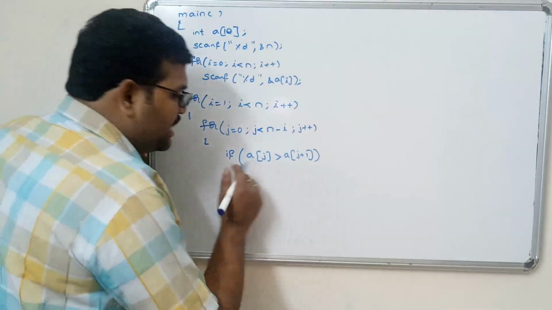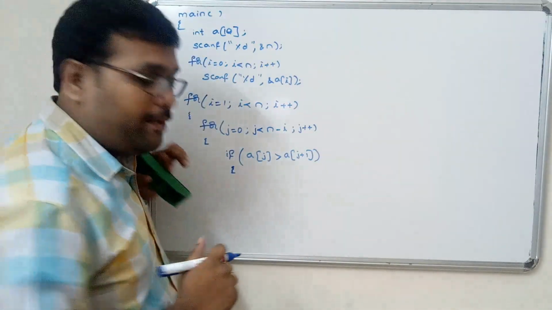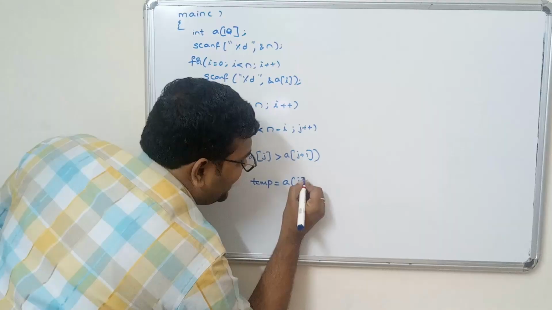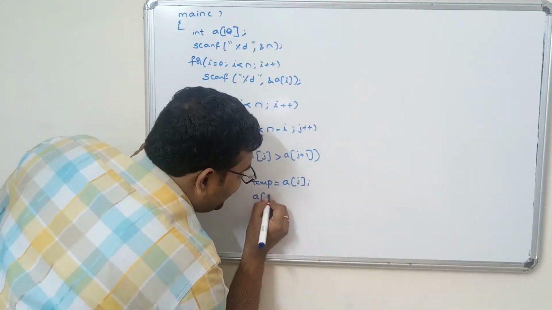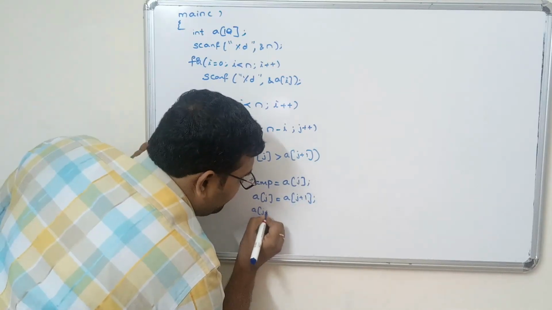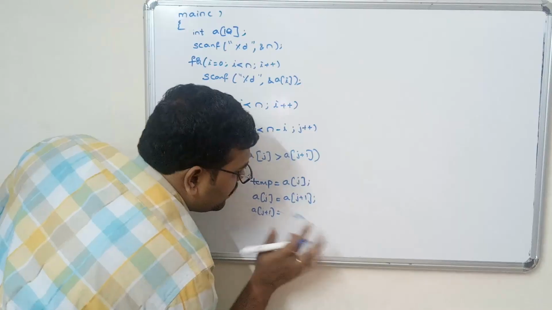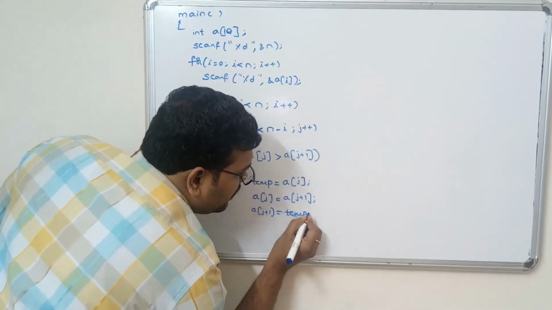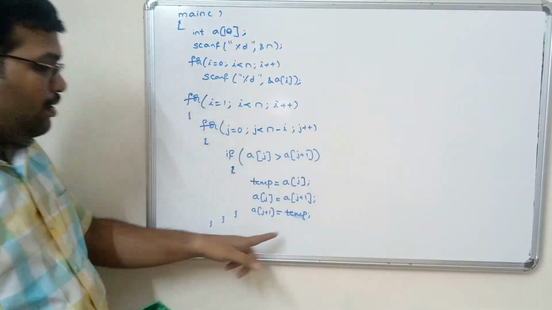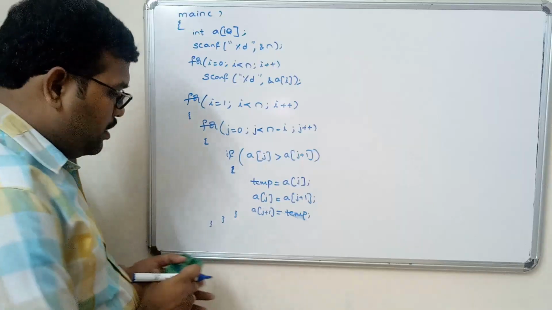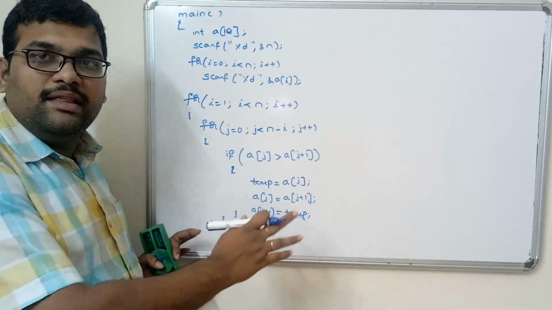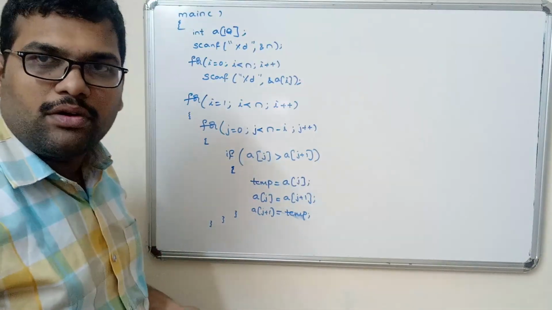And if this condition is satisfied, we have to perform the swapping operation. So temp is equal to a of j, a of j is equal to a of j plus 1, a of j plus 1 is equal to temp. This gives the swapping logic. Now close the inner loop and close the outer loop, and then print the elements in the array so that we will get the sorted output.